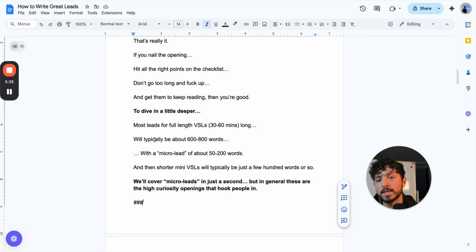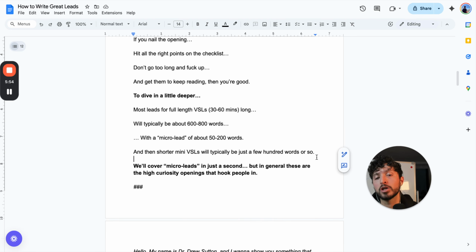So a couple other things. Most full-length VSLs are typically around 30 to 60 minutes long, which means your lead could be as long as 1,200 words, but typically a sweet spot is about 600 to 800 words. And then your micro lead, which is the hook that you put right in the very beginning, is about 50 to 200 words. Okay? And then a shorter mini VSL is just going to be a more compact version of that.